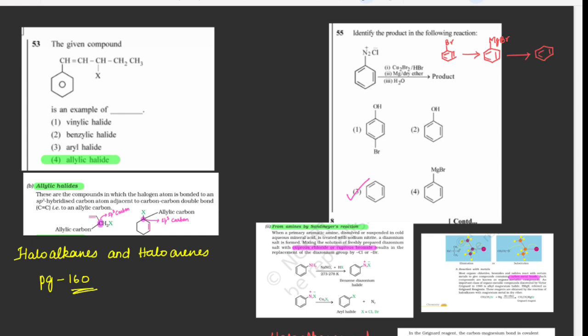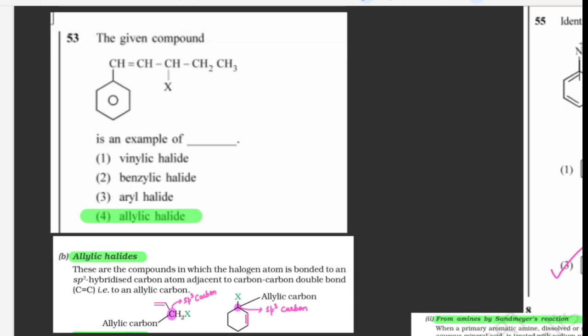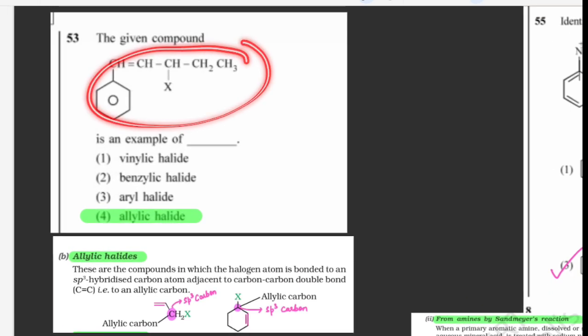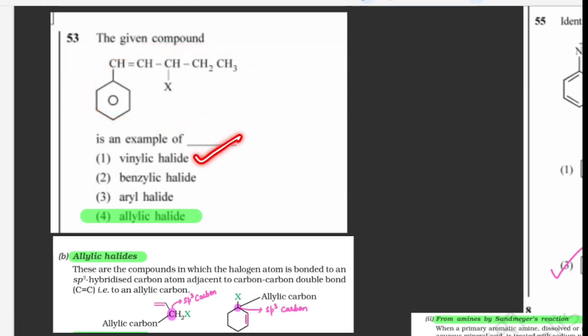Students, in this video we are going to see which questions appeared directly from NCERT in the NEET 2023 question paper, particularly in organic chemistry. So the first question is the given compound. A compound is given, and it is an example of vinylic halide, benzylic halide, aryl halide, or allylic halide. So you have to choose among them.